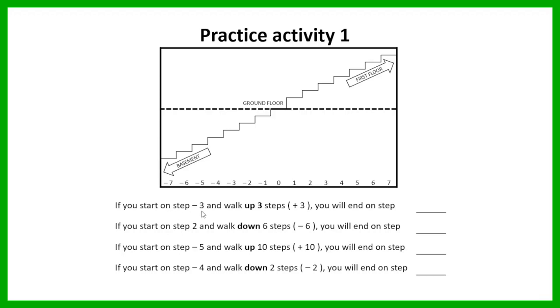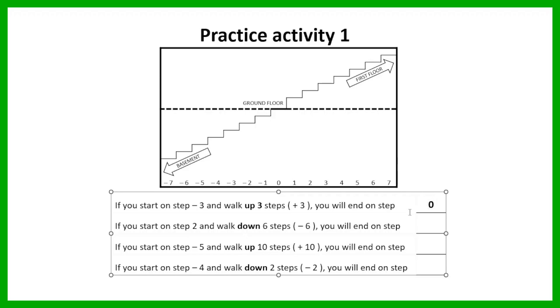So if you start on step -3 over here, that's three steps below the ground floor or below zero, and you walk up three steps, then you're going to go 1, 2, 3, and you end up on the ground floor, which is zero. So that is where you should end up over there.